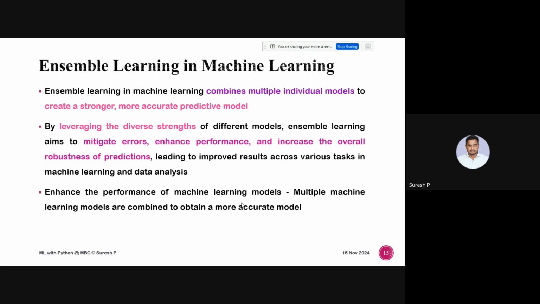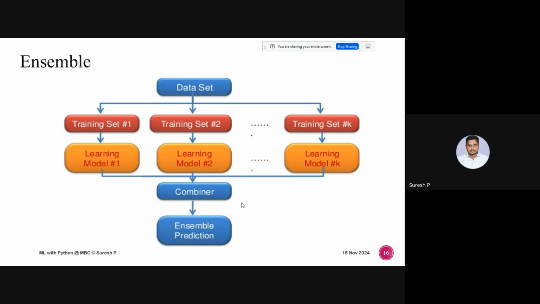In this ensemble learning, it will leverage the diverse strengths of different models, such as classification algorithms or regression algorithms, in order to reduce the errors, enhance the performance, and increase the overall robustness of predictions. So it will lead to improved results across various tasks in machine learning and data analysis. It will enhance the performance of machine learning models. Here multiple machine learning models are combined to obtain a more accurate model.